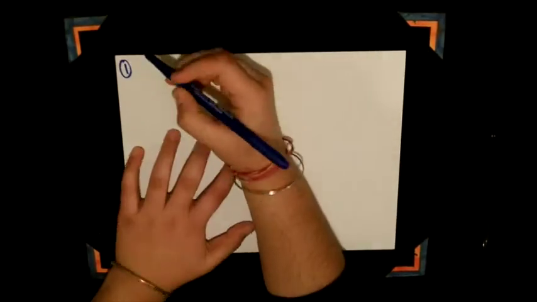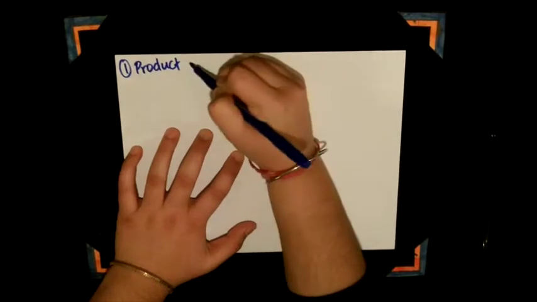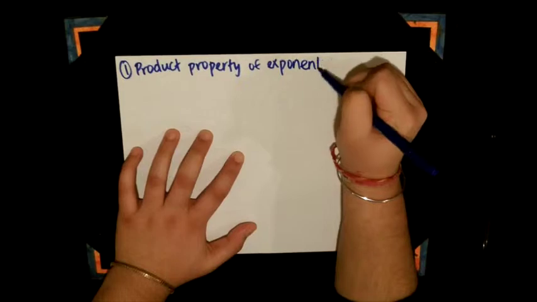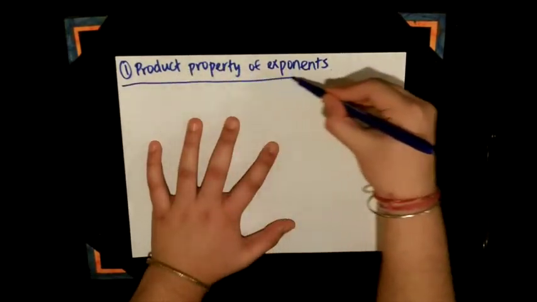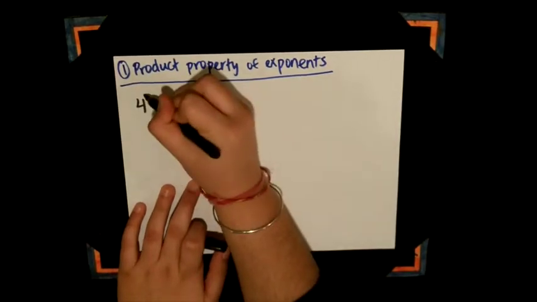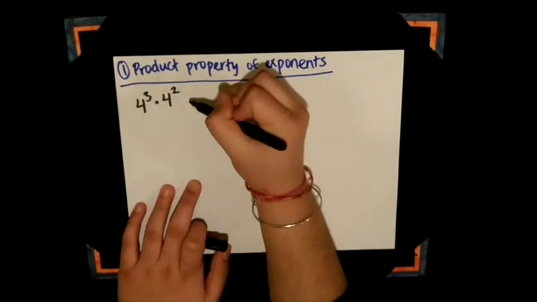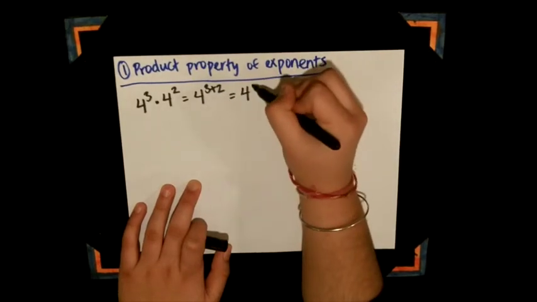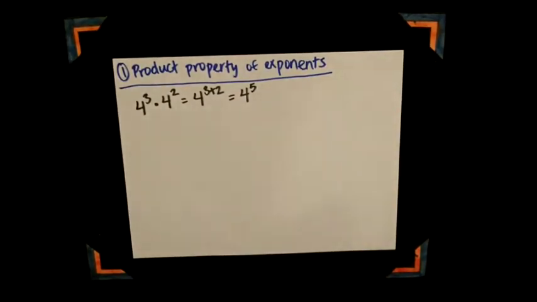Number 1. Product property of exponents. Let me show you an example. 4 to the third times 4 to the second equals 4 to the 3 plus 2, which equals 4 to the fifth. Now, let me explain this.